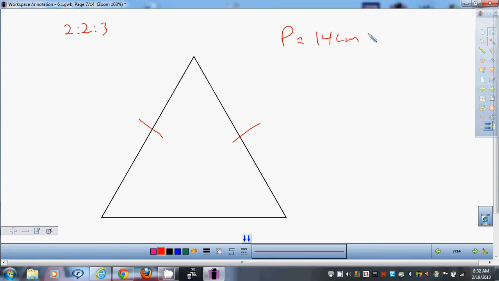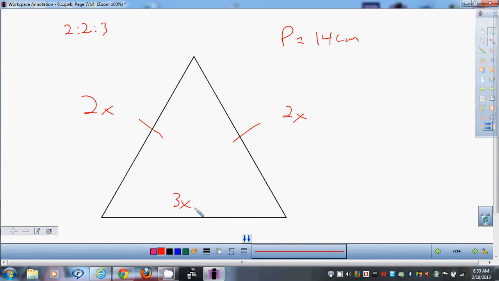Well, dashes. So those are the two 2's. 2x, 2x, 3x. What is perimeter? Yeah, it's just the outside. So I would just add up the three sides, right? So these three combine to equal the perimeter.